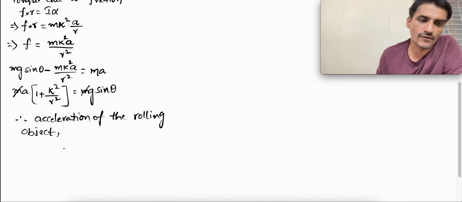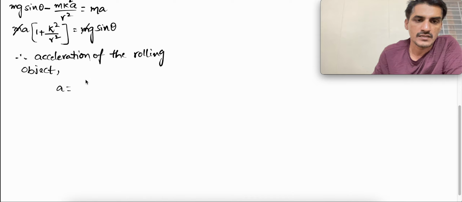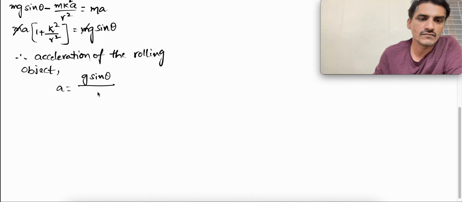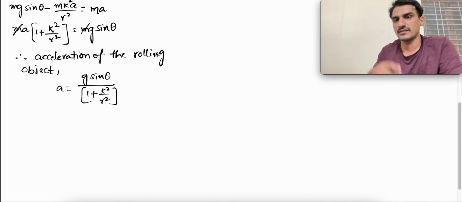What is that formula for acceleration now? a is equal to g sin theta by 1 plus k square by r square. Okay, here let us write this k square by r square as a constant.